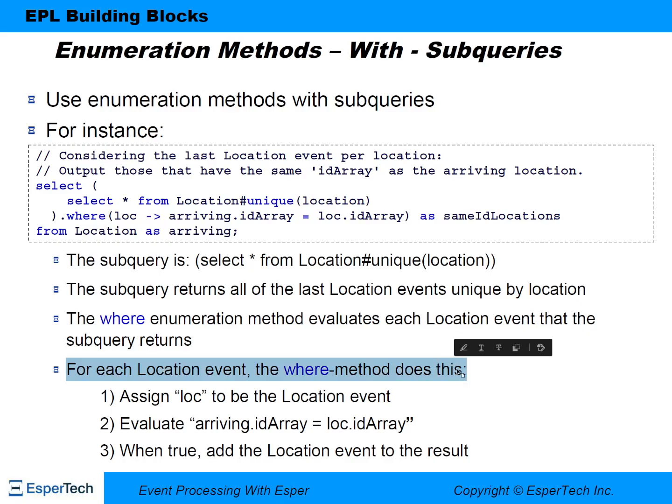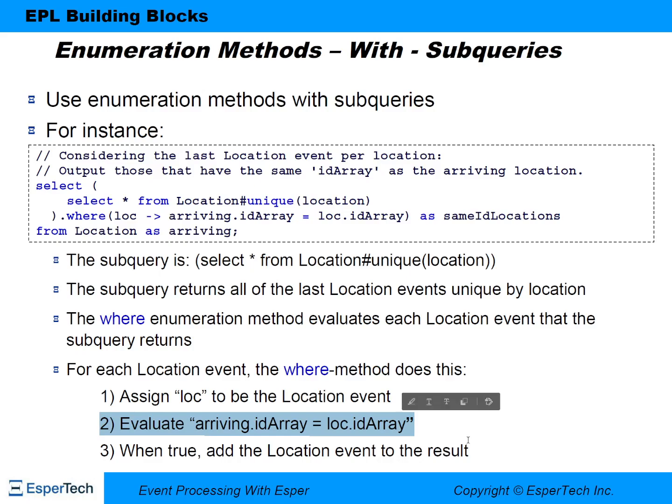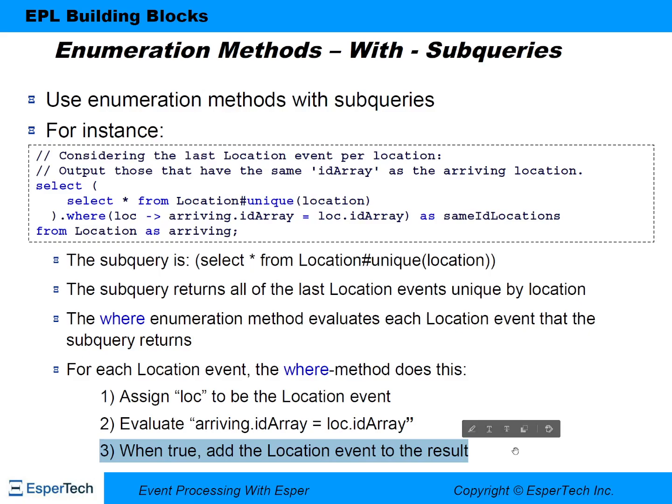For each location event, the where method does this. Assign lock to be the location event. Evaluate arriving.idArray = lock.idArray. When true, add the location event to the result.